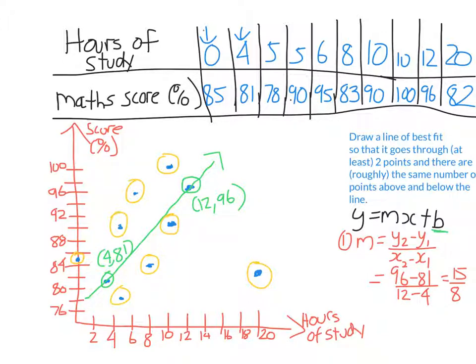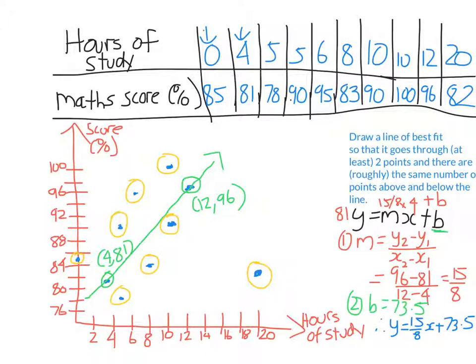Remember, I do that by substituting m and either of the points into this equation. So I'm going to substitute y for 81 and x for 4. So that's what I need to do to find b. If I rearrange this equation, I get b equals 73.5. So then the equation of the line is y equals mx plus b. So that is the equation of my line of best fit.